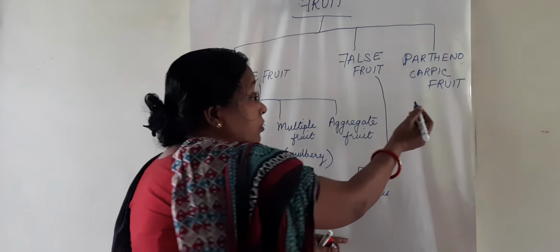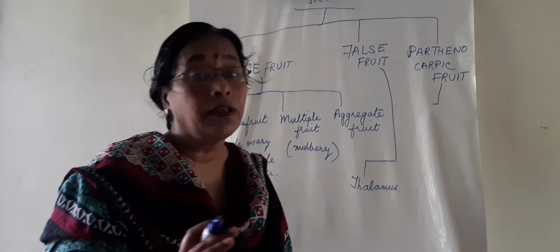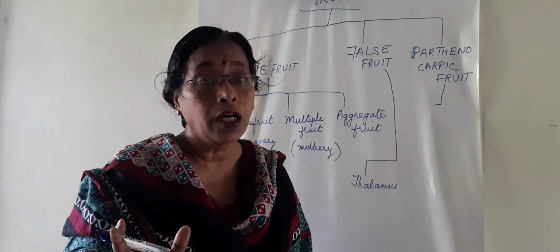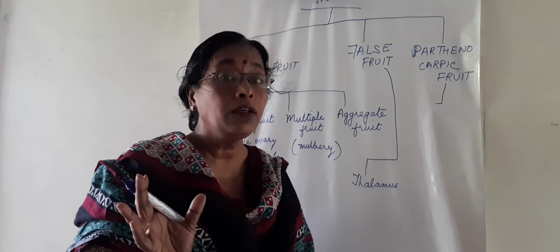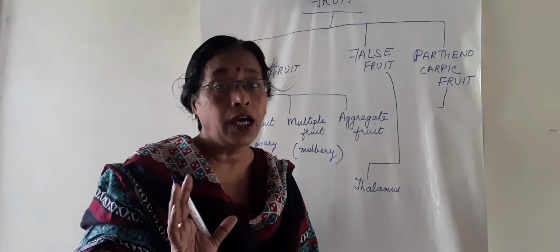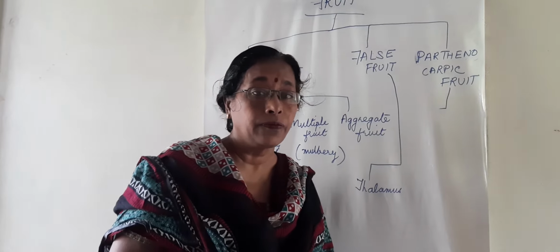Now coming to parthenocarpic fruit. The fruit which develops without fertilization is known as parthenocarpic fruit. The seeds are not viable in parthenocarpic fruits. Example we have is banana. The best example is banana.